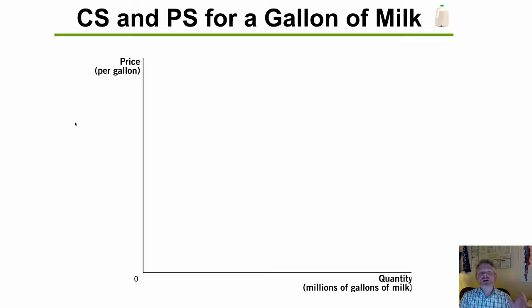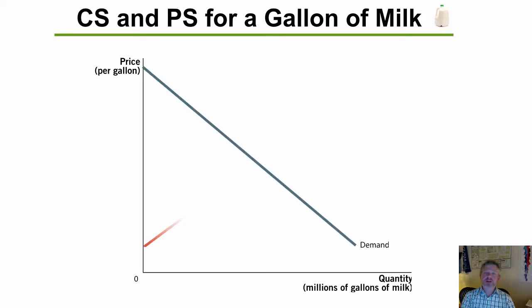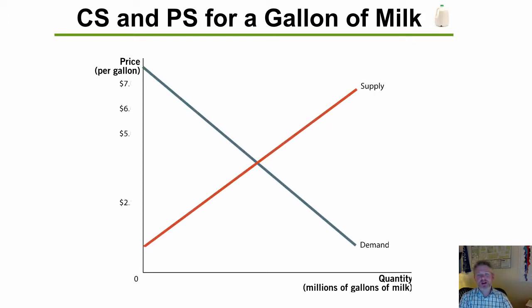All right. So let's take a look at consumer surplus and producer surplus for a gallon of milk. So here's our demand curve. Here's our supply curve. And here are our prices. All right. So let's say we have an equilibrium price for milk that's $4, and the equilibrium quantity is 6 million gallons of milk. So this is the entire milk market. 6 million gallons of milk for an equilibrium price of $4.